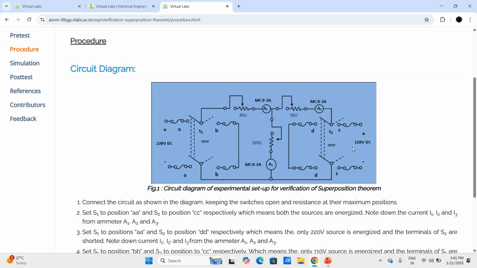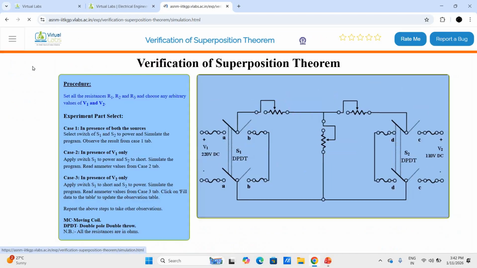In step 2, when only the 110 volt source is present, the other source, that is 220 volt, will be replaced by a short circuit. And whatever current you get due to the response of each individual source, the algebraic sum of these will be the current flowing through these resistances when both the sources are present. So without wasting time, we will go for the simulation.